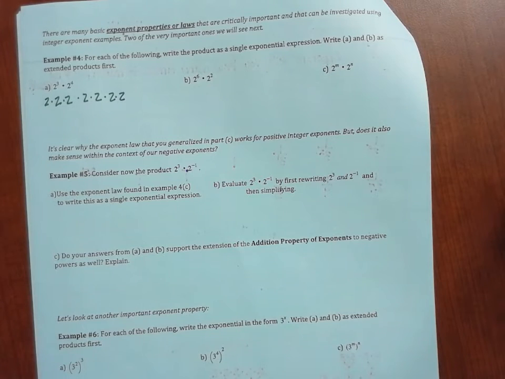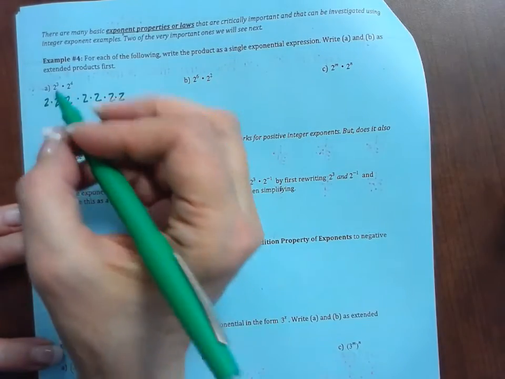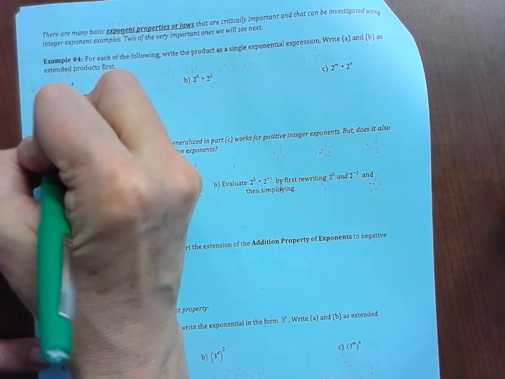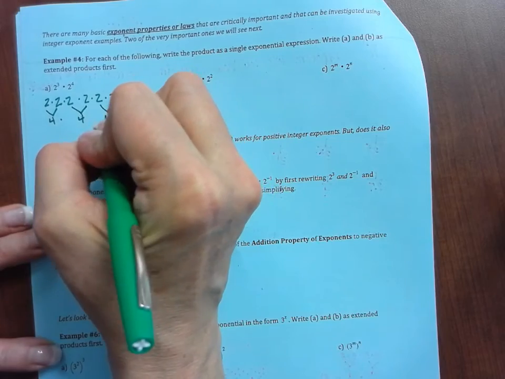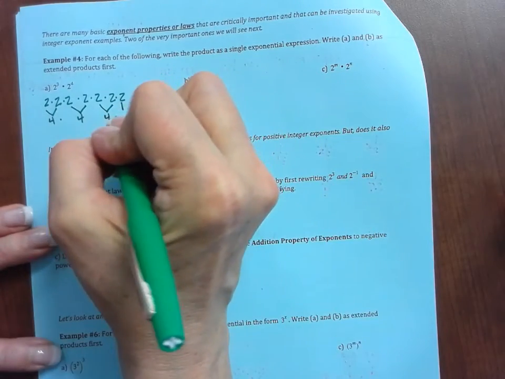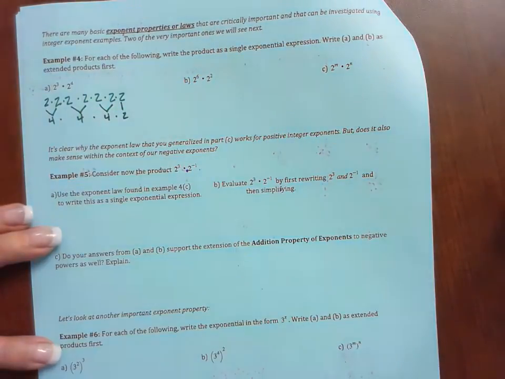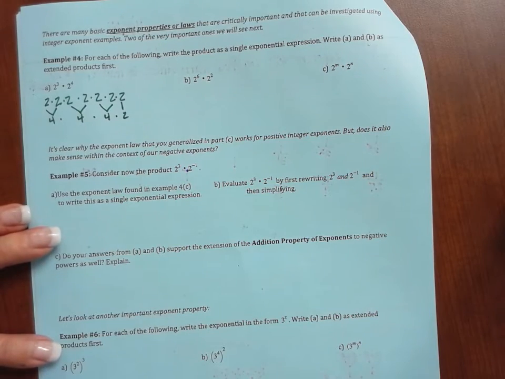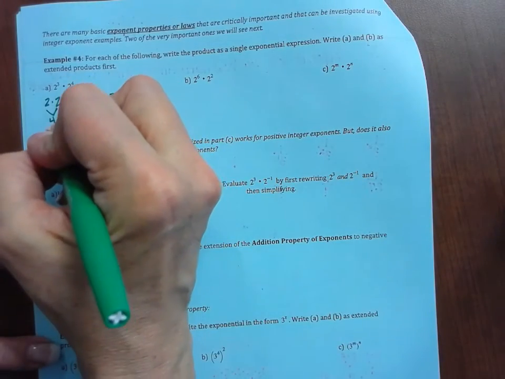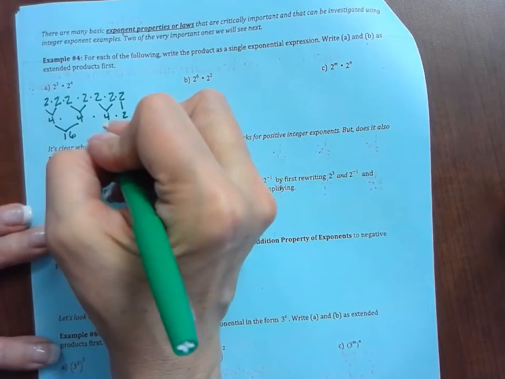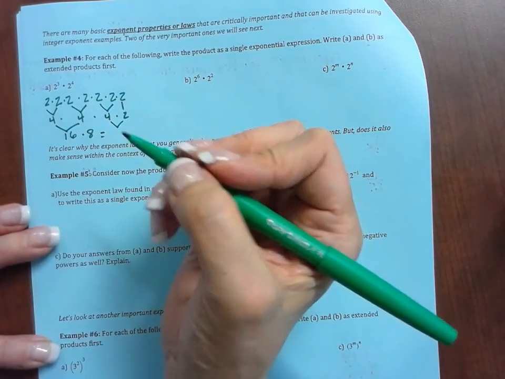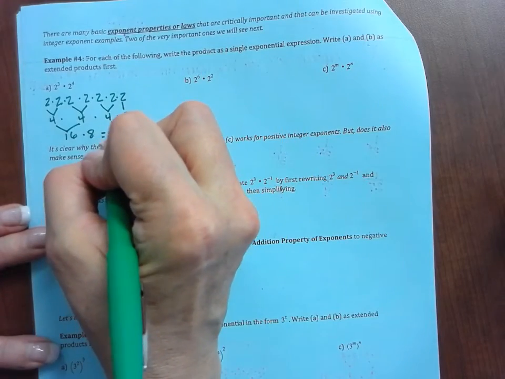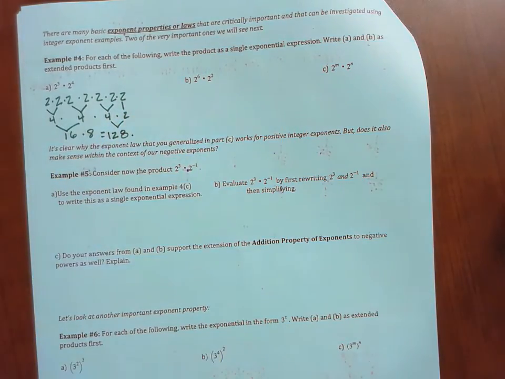Okay, so I could sit there and calculate it out, let's see, well that's 4, that's 4, that's 4, and that one just kind of comes along for a ride. And that's 16, that one's 8, and that's going to give me 128.